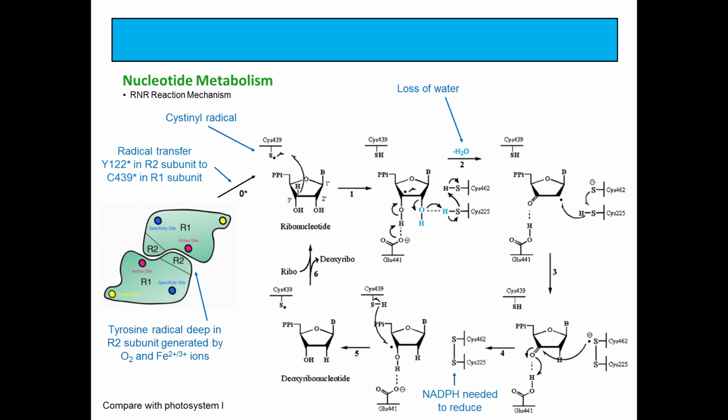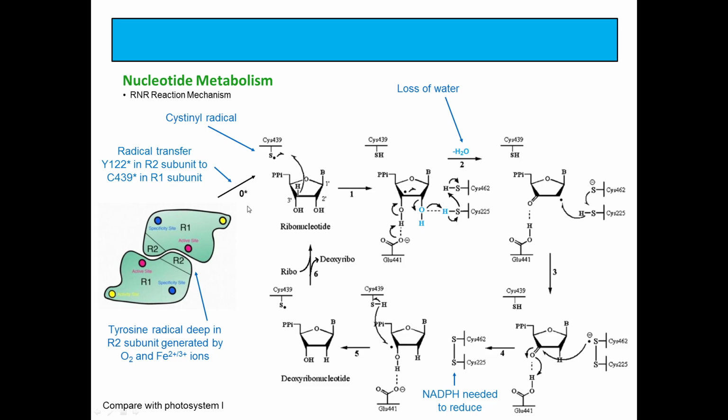But we can transfer one electron from one to the other until we finally are abstracting an electron from cysteine 439, which is in the R1 subunit. And that's where our diagram here begins. So what I'm calling step 0, with a little asterisk next to it because it's not really part of a cycle, is how we generate the radical and how we make the radical appear on the cysteine in the R1 subunit. So that's why I'm calling it step 0 here.